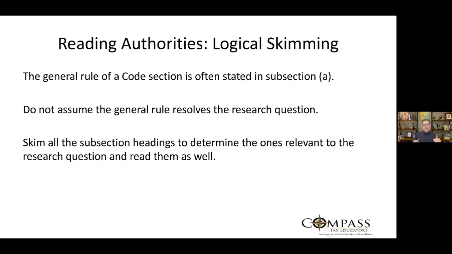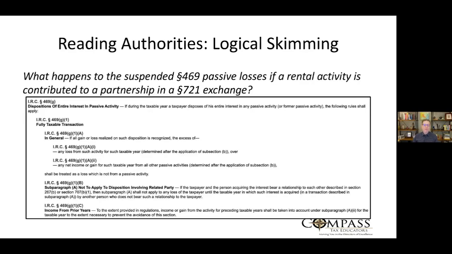So what you can actually do is this: each subsection has a heading, and if you look at the headings, they give you an idea of the ones that you need to read to address your research question. Here's a very basic example with code section 469. We know the rule in 469 related to passive losses and passive credits is that they can only be used to the extent of income or tax attributed to passive activities.